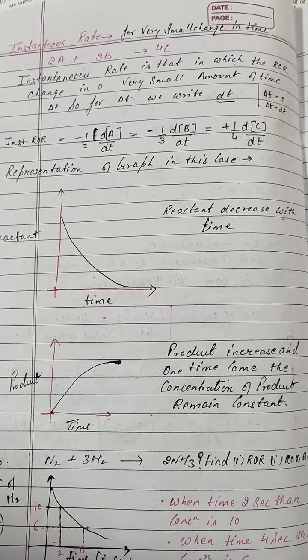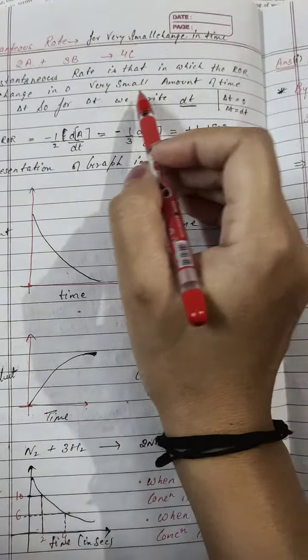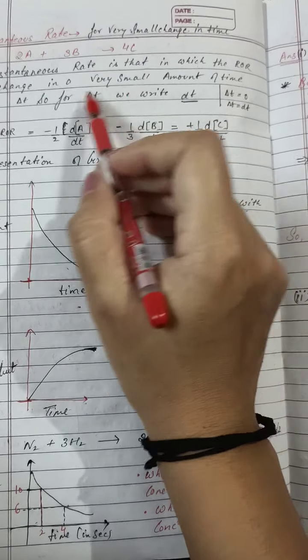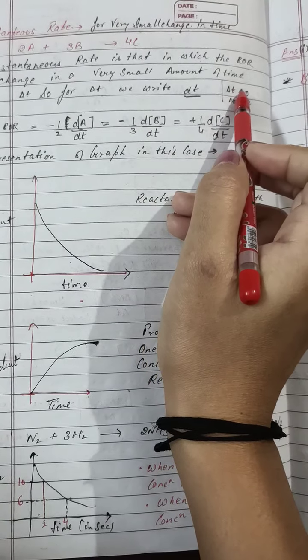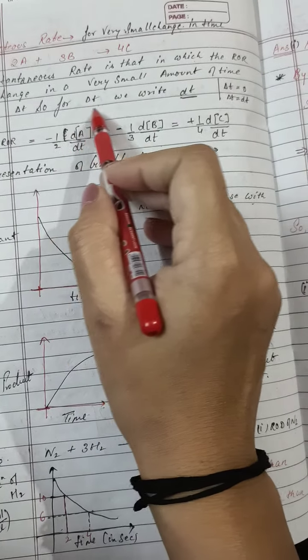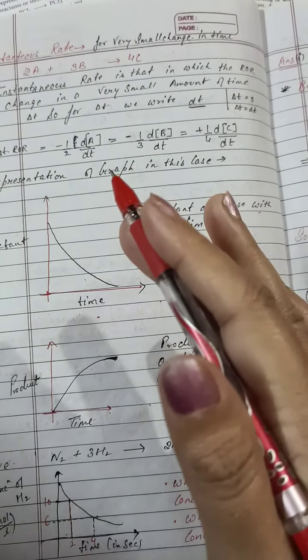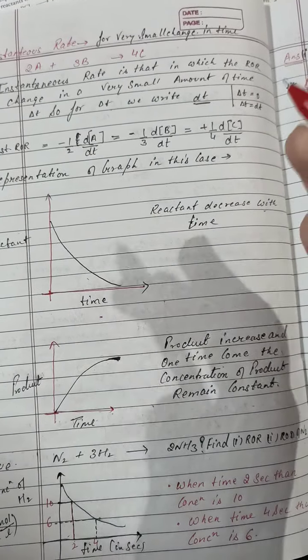Today we will start instantaneous rates. Instantaneous rate means a very small change in time. So first of all, the instantaneous rate is the rate of reaction in a very small amount of time, meaning here the time changes very little. Delta t we write as dt. On that side we write delta t, here we write dt.